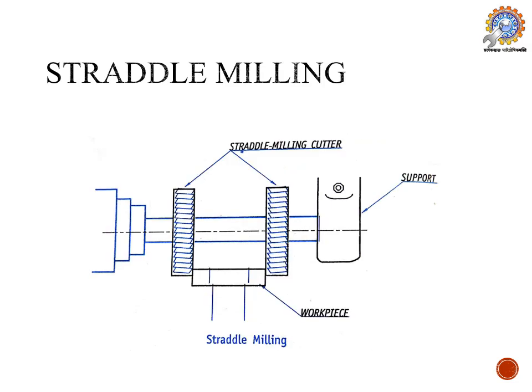Straddle milling. Here two cutters are used. They are separated by means of a spacer. What is the necessity? At a time we can perform the operation on both sides, which are of the same dimensions, so it is going to reduce the overall production time.